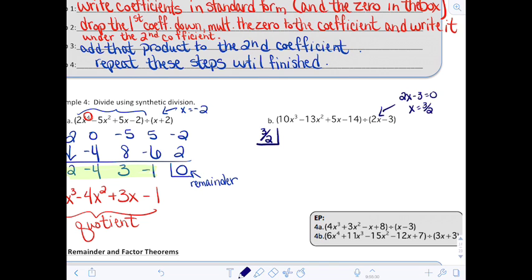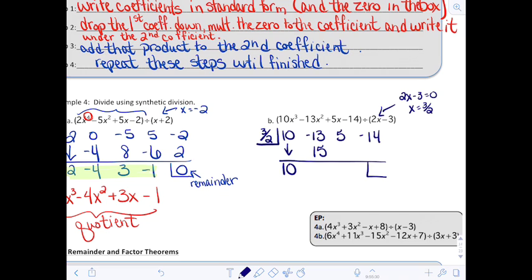Now we're going to list our coefficients in standard form. So 10, negative 13, 5, and negative 14. We're not missing any coefficients. Again, this last box here will be my remainder. And let's get started. So I'm going to drop down the 10. So 10 times 3 halves is going to give me 15.